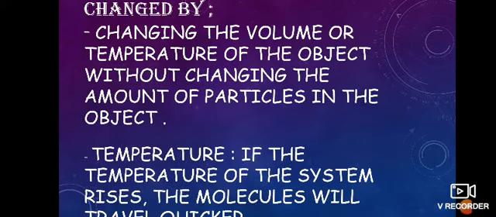The internal energy can be changed by changing the volume or temperature of the object without changing the amount of particles in the object. If the temperature of the system rises, the molecules will travel quicker, hence the internal energy will increase.